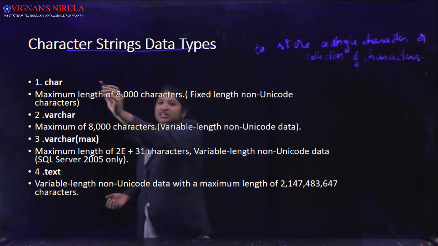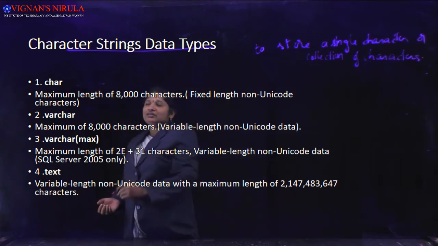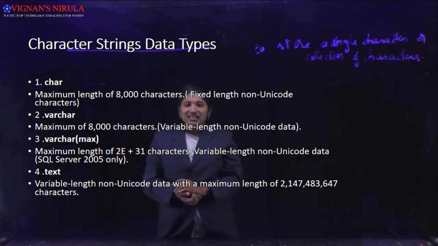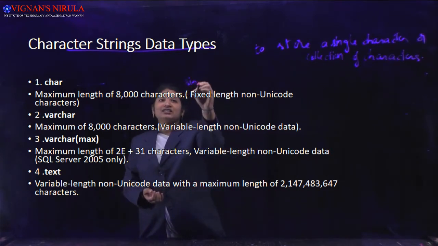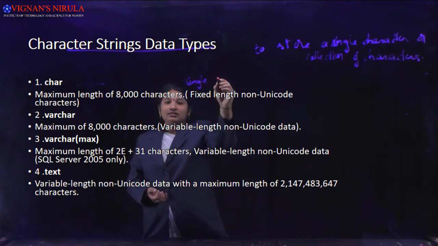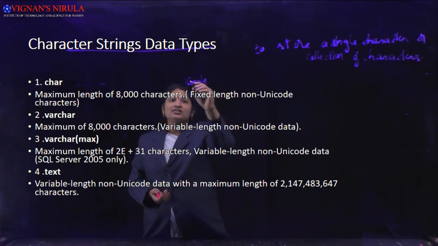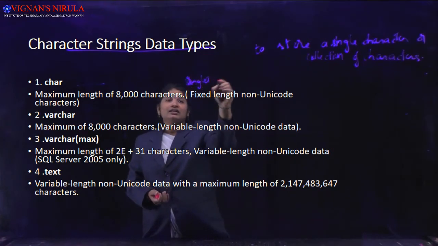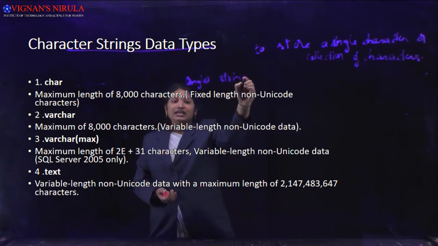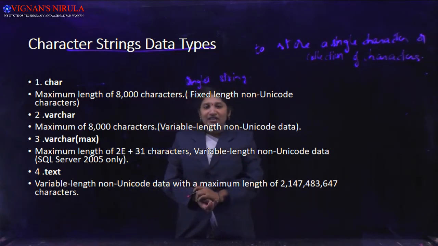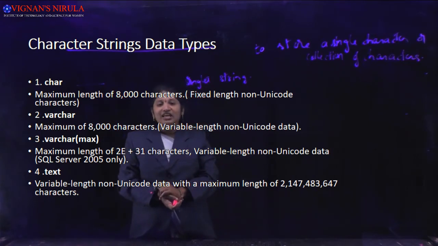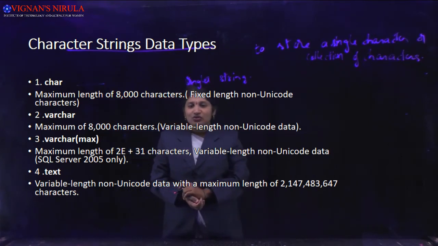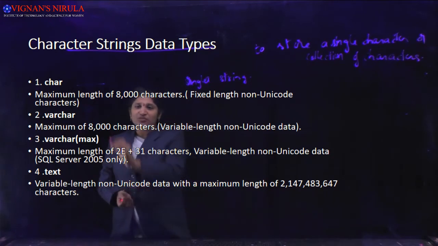The first data type is char. By means of this char, as its name indicates, we can store a single character, a collection of characters, or a string in your database. The number of characters we can store by means of this char data type is 8000 characters. The second type of string data type is varchar.